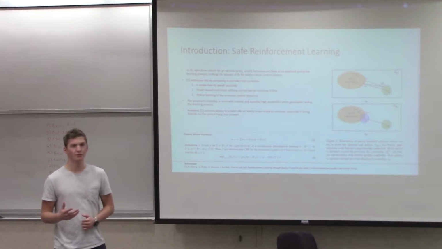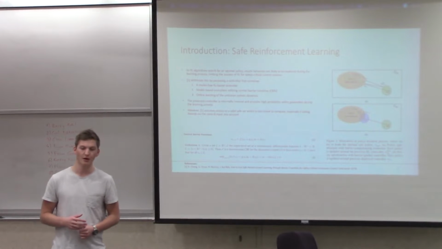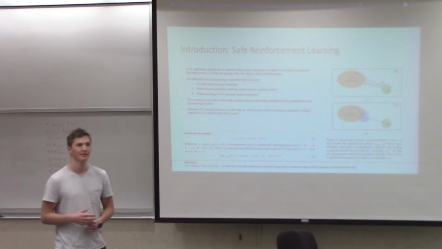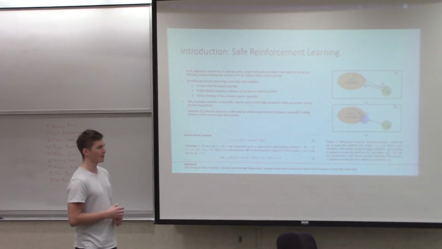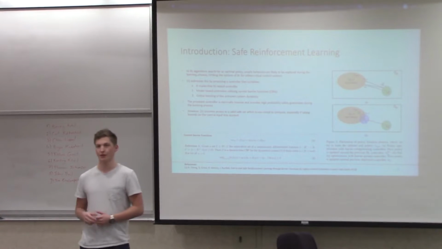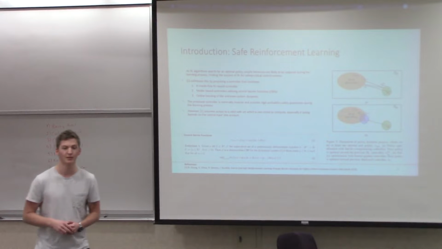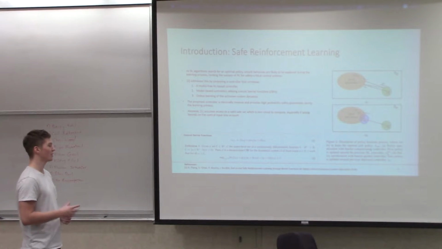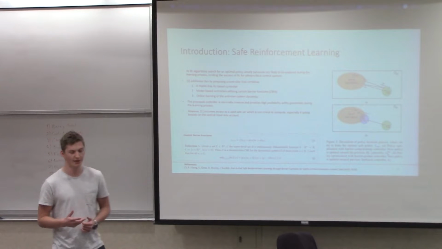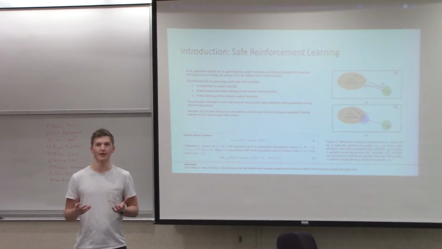So if we want to use reinforcement learning on physical, safety-critical systems, such as robots or self-driving cars or something similar, we're likely to explore some unsafe region of the state space as we try to search for an optimal policy. So safe reinforcement learning is trying to address that issue by giving some safety guarantee during the learning process.